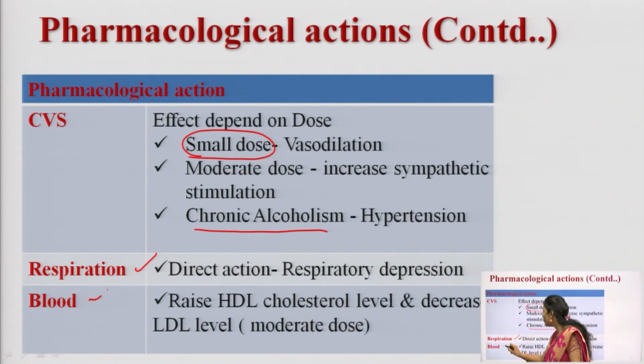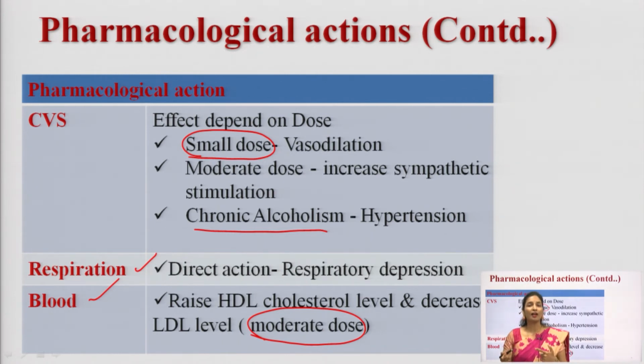And next, what is the action on blood? If I am talking about the blood, alcohol has one therapeutic use: it increases the HDL levels. What are the HDL levels? High density lipoprotein levels. These are the good cholesterol. So, once you take alcohol, it can increase the HDL levels, and it will decrease the LDL levels. What is meant by LDL levels? Low density lipoproteins. Here note the point: this is at a moderate dose, not at a high dose or a low dose. When you take a moderate or therapeutic dose, alcohol can increase the HDL levels and decrease the LDL levels.